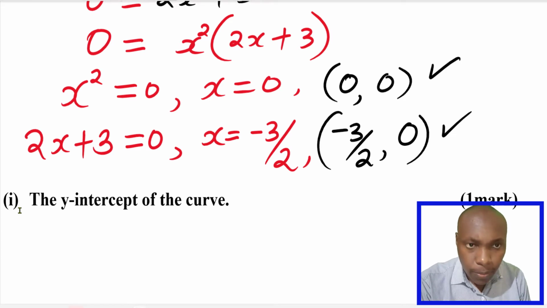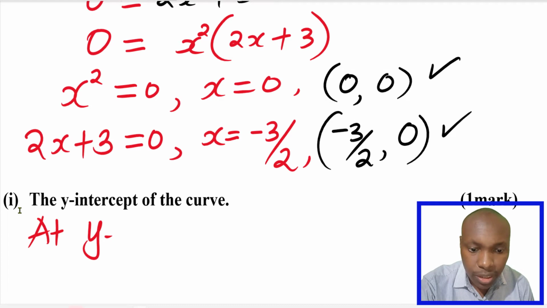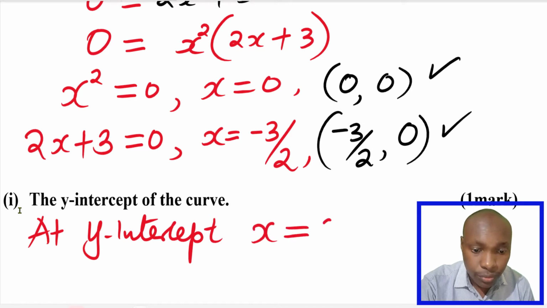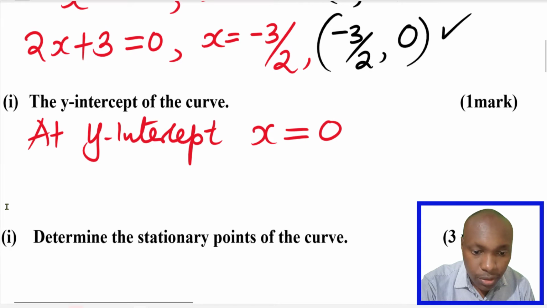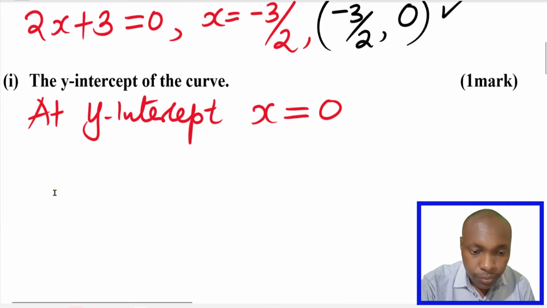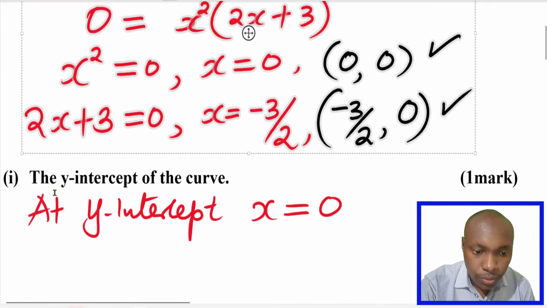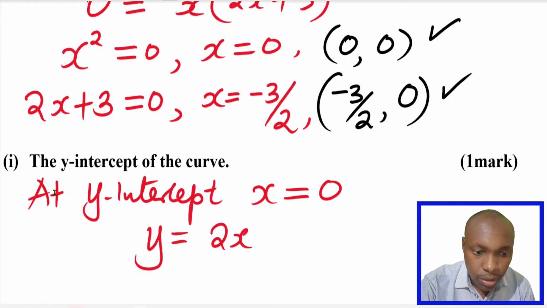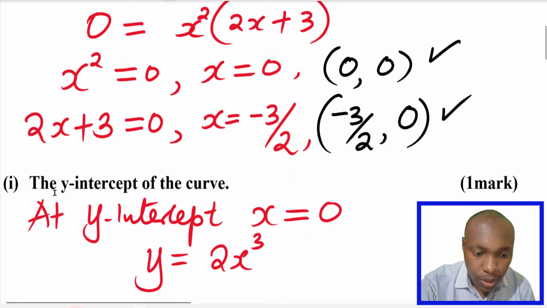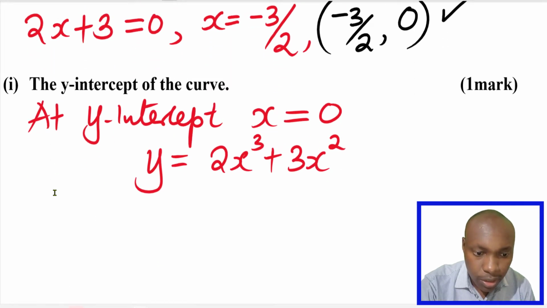Now let's go to the y-intercept. For the y-intercept, we start by saying that at the y-intercept, the value of x should be 0. Therefore, we take the equation of the curve, y equals 2x cubed plus 3x squared, and where we have the x value, we substitute 0.